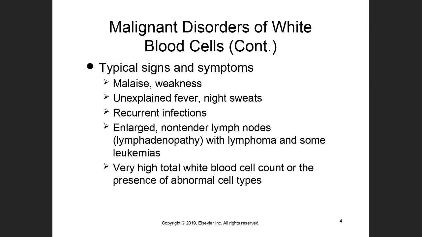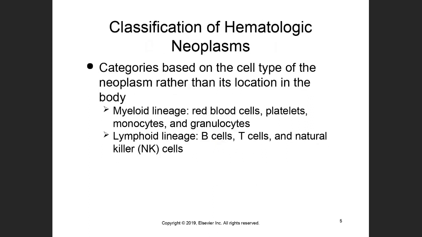Typical signs and symptoms: malaise, weakness, unexplained fever, night sweats. Those are called B symptoms. Okay, recurrent infection, large, non-tender lymph node. That's a special characteristic.